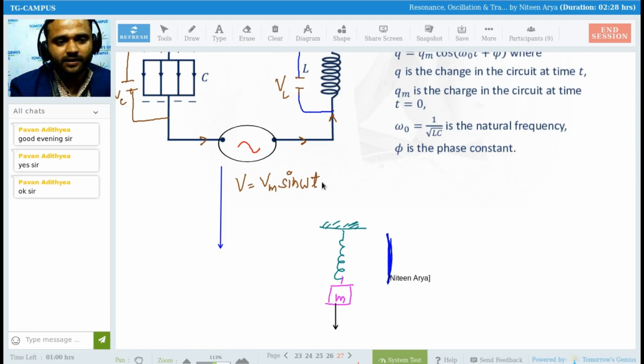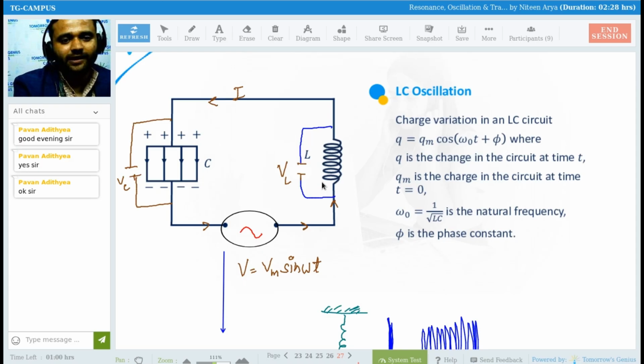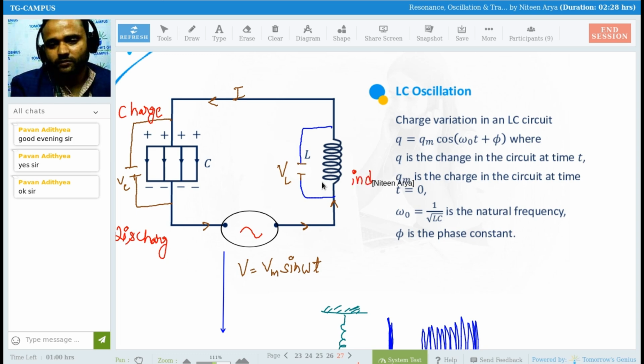Okay, is this clear now? Means up, down, up, down, up, down. In the same sense, charge, discharge, charge, discharge. First of all, it is going to charge. Then here, discharge, and then give you current. Then it is going to give you induced EMF. Then charge, discharge, induced EMF, charge, discharge, induced EMF. So this cycle is going on, and that particular thing is known as your LC oscillation.